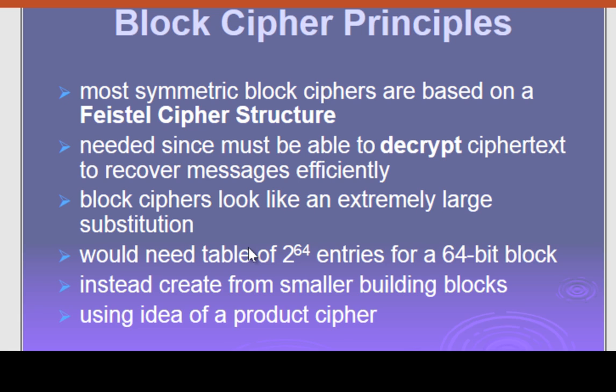Block ciphers look like an extremely large substitution. If you see these block ciphers, we use a very complex substitution, meaning we make many substitutions in the block cipher. So the cryptanalysis is also very tough because the cryptanalyst has to use 2 power 64 entries for a 64-bit block, which is a very complex task for a cryptanalyst.